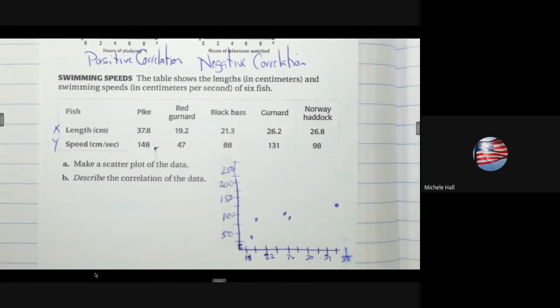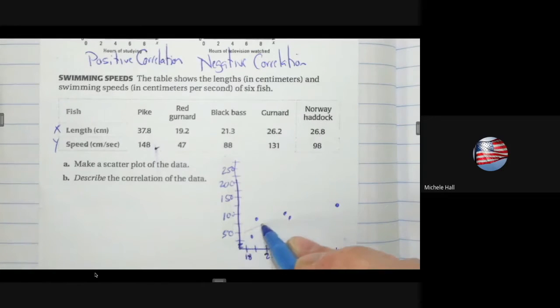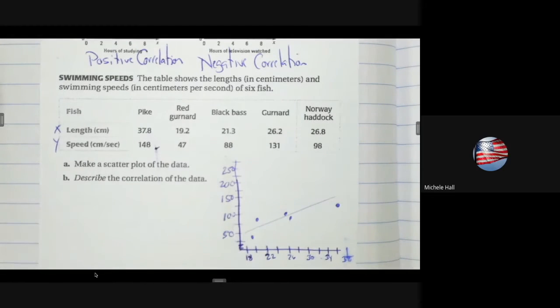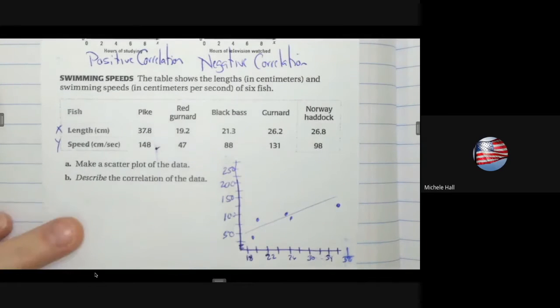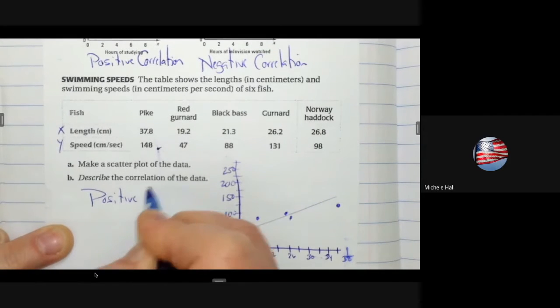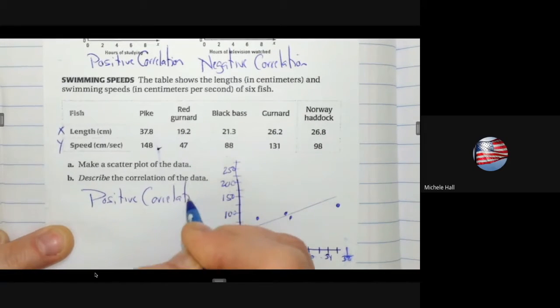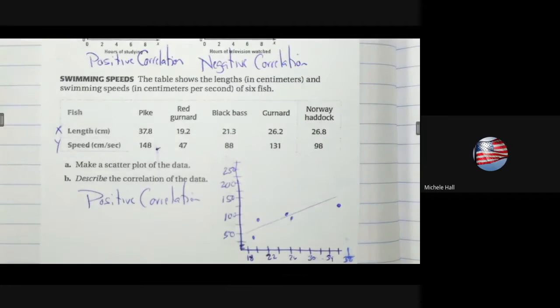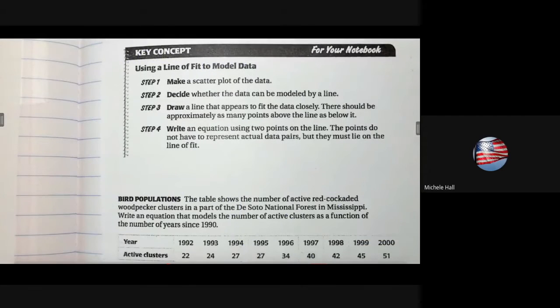Describe the correlation. Well, you would want to have even amount of points on both sides as much as you could. Though it does seem like it's trending in a positive direction. Describe the correlation. I would say positive correlation. The next example is using a line of best fit to model the data.